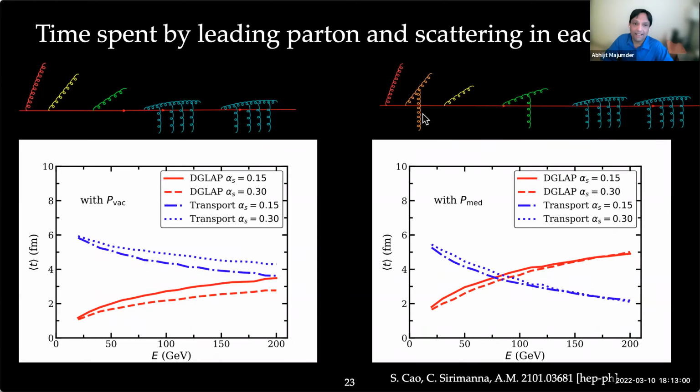But the scattering does not affect the fact that the virtuality of one emission is much larger than the virtuality of the next emission, which is much larger than the virtuality of the next emission. It's still falling. The scattering is only slowing down the rate at which it's falling, but it's not stopping the falling of the virtuality. So in that sense, it is DClap-like.